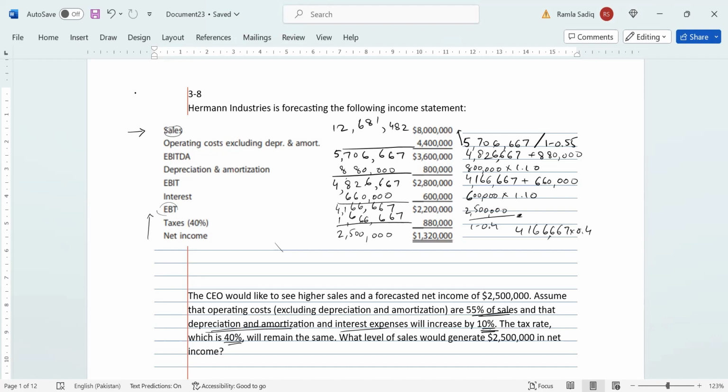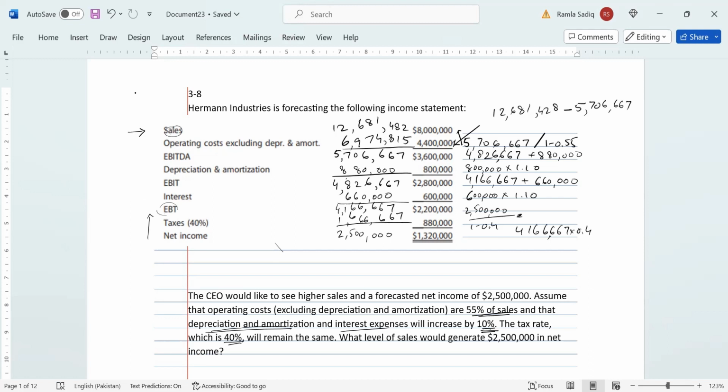Now that you have your sales, you can again calculate your operating costs. Your operating costs are going to be equal to 12,681,482 minus 5,706,667. And once we calculate that, we are going to get 6,974,815. So now you've been able to recalculate the entire new income statement.